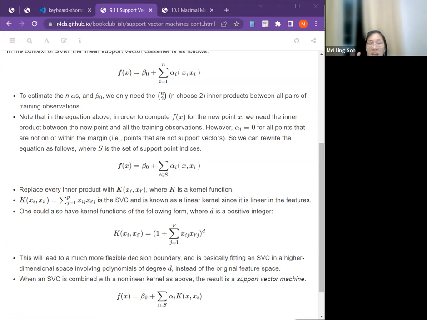And how do we actually decide how high you want the polynomial kernel to go? That's where we use cross validation. To determine our d, the degree of polynomial, we always want to use cross validation.